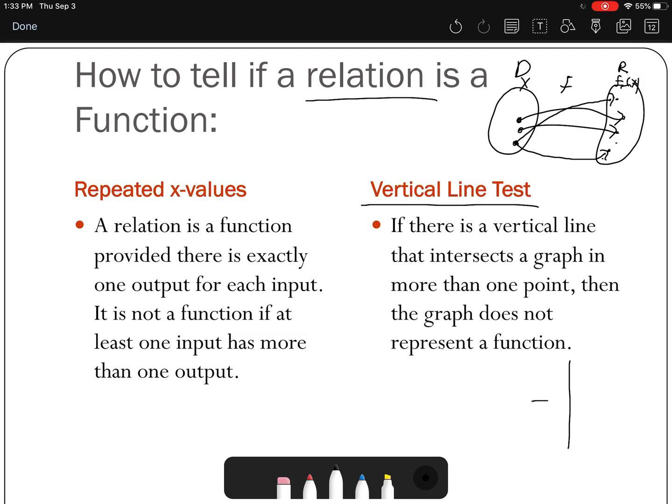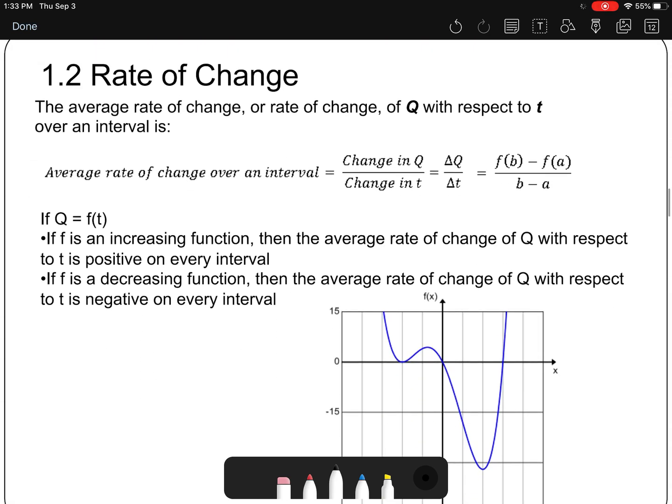Now you're used to seeing that as it relates to graphs, the vertical line test. Well, is this a function? The answer is yes, because each x has one y. But what if I did this? Is that a function? Well, yes, because each x has one y. Is this a function? No, because this x right here has two y values. Therefore, that relation would not be a function.